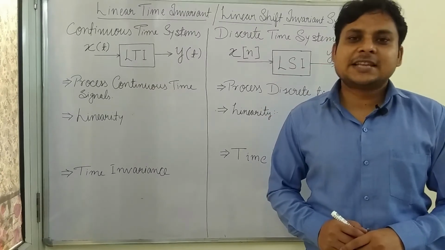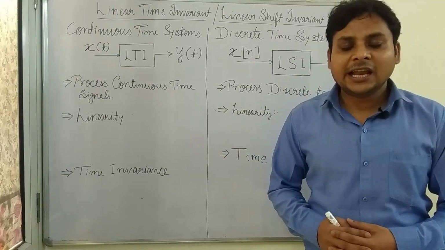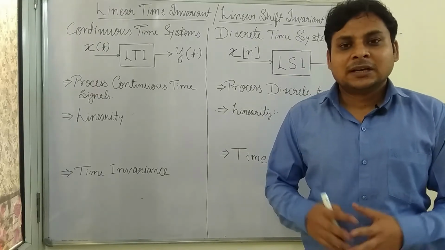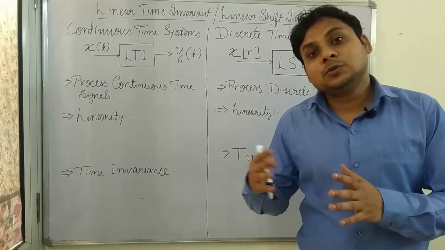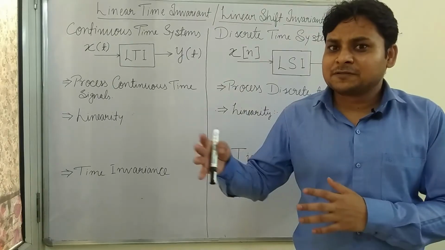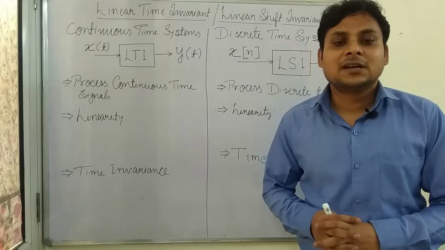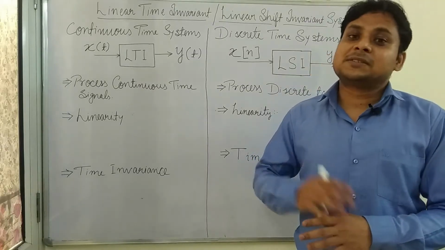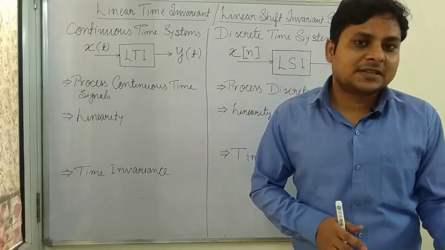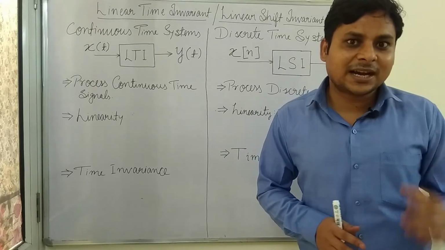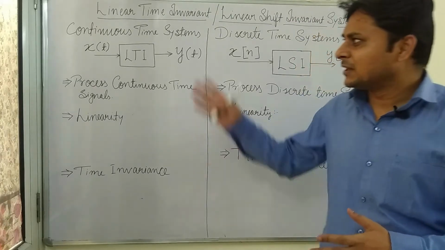Hello students, in this lecture we will study what is a linear time invariant system and what is a linear shift invariant system. In signal processing we can classify systems in two types. In the first type of systems we process continuous time signals. These kinds of systems are known as continuous time systems or analog systems. In another type of systems we process discrete time signals, and these kinds of systems are known as discrete time systems.